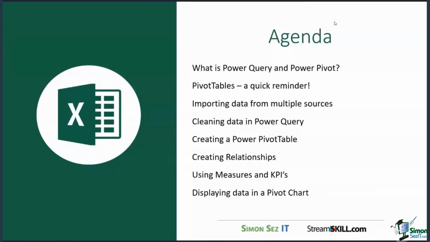We're then going to move on to importing data into Excel from multiple different sources. I'm going to show you some of the utilities you have within Power Query to clean your data. And then we're going to get on to the main event. We're going to be creating a Power Pivot table. I'm going to show you how you can create relationships and also how you can use things like measures and KPIs, which again, maybe not something that you're particularly familiar with. And then finally at the end, we're just going to do a good old pivot chart just to remind ourselves of how we do that.